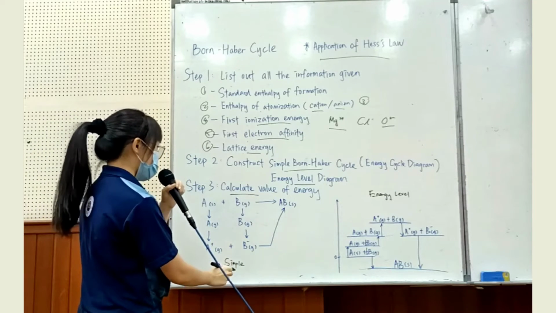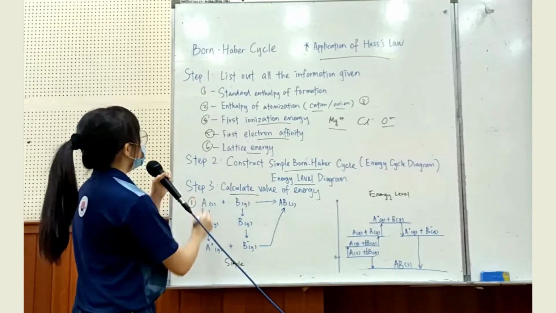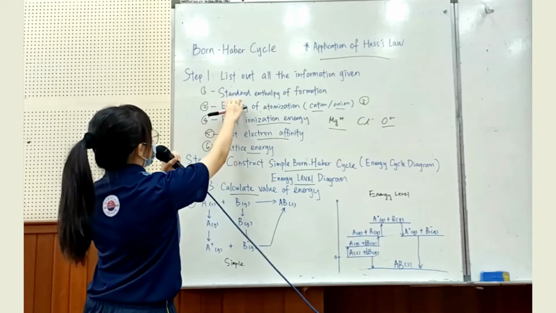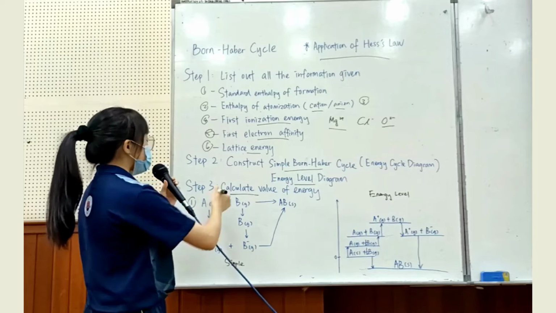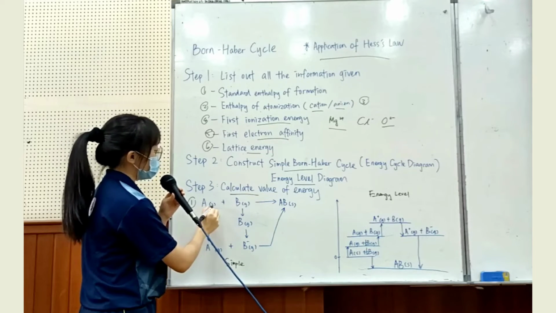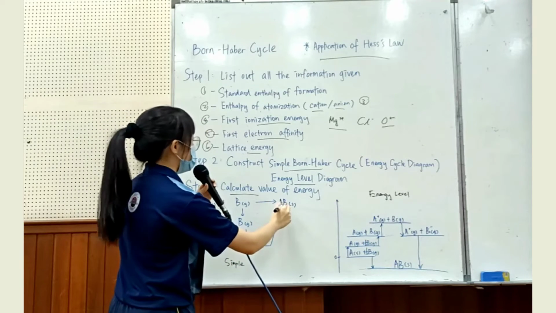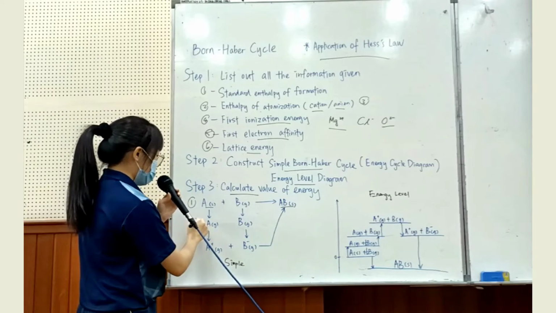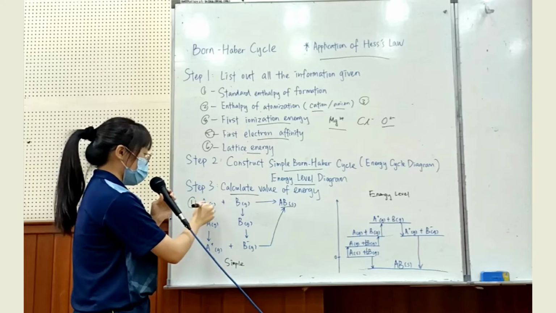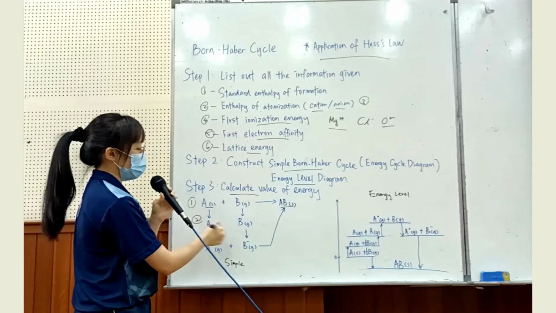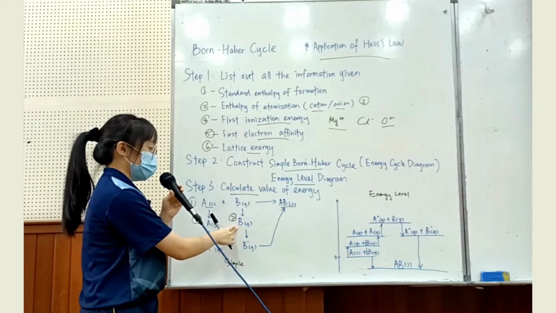In this simple Born-Haber cycle, first we will write the standard enthalpy of formation as the first equation here. I write the example for solid A plus the gaseous atom of B, it will form the solid AB. And this second one is the enthalpy of atomization of the cation, it will form the gaseous atom of A. And this third one is the enthalpy of atomization of the anion, it will form the gaseous atom of B.